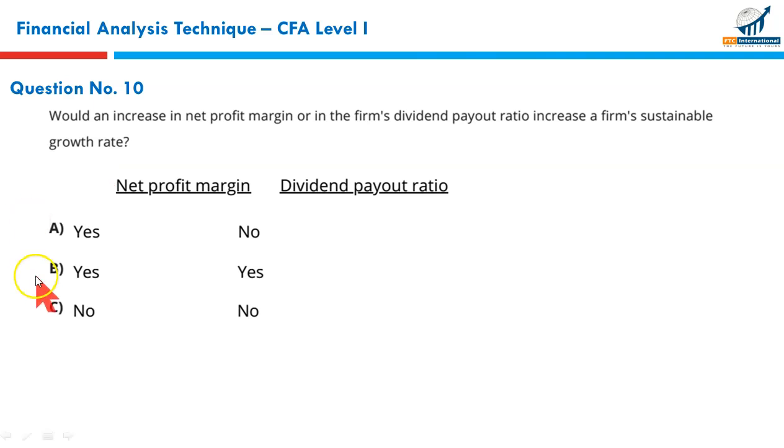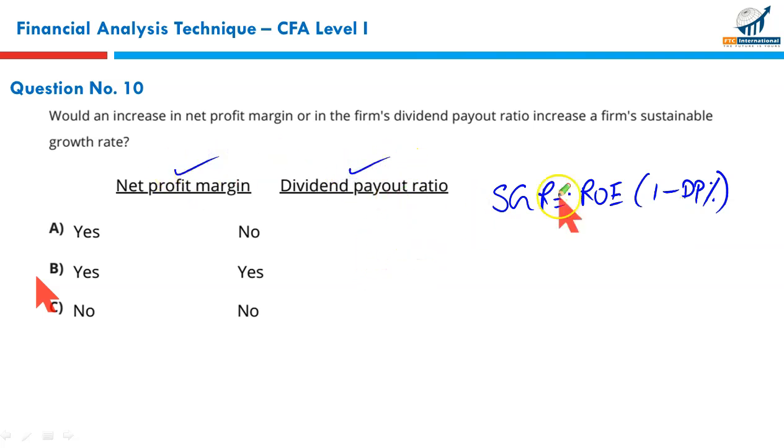And I'm sure you would know the formula. Sustainable growth rate, SGR for short, is equal to return on equity times one minus the dividend payout ratio, DP ratio. That's called the sustainable growth rate. What it measures, you need to know. Now, how do net profit margin and dividend payout ratio affect the sustainable growth rate? The question is, would an increase in net profit margin or in the dividend payout ratio increase or decrease the sustainable growth rate? Increase, in fact. Let us see one by one.